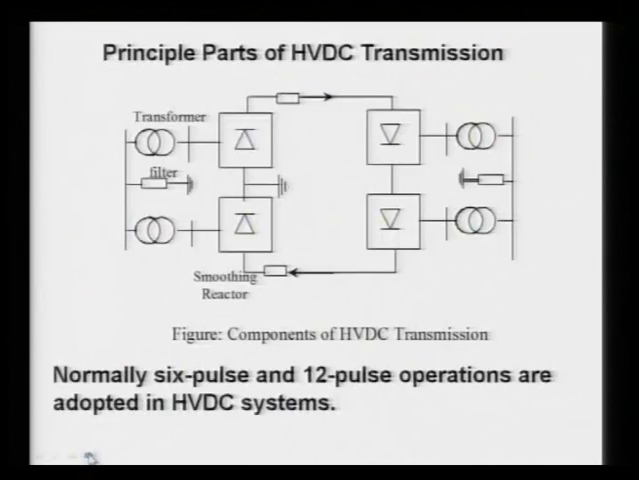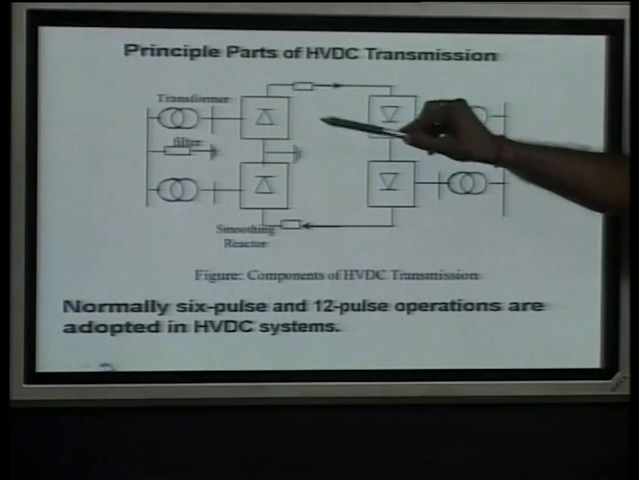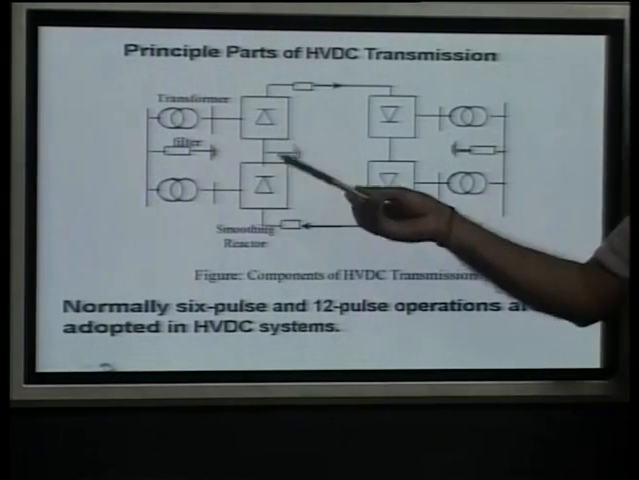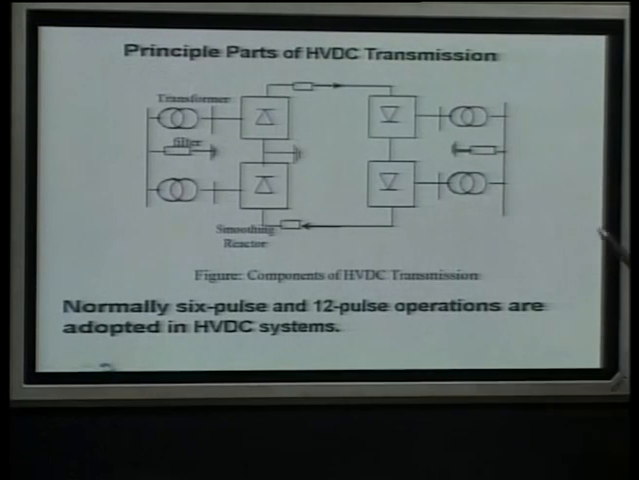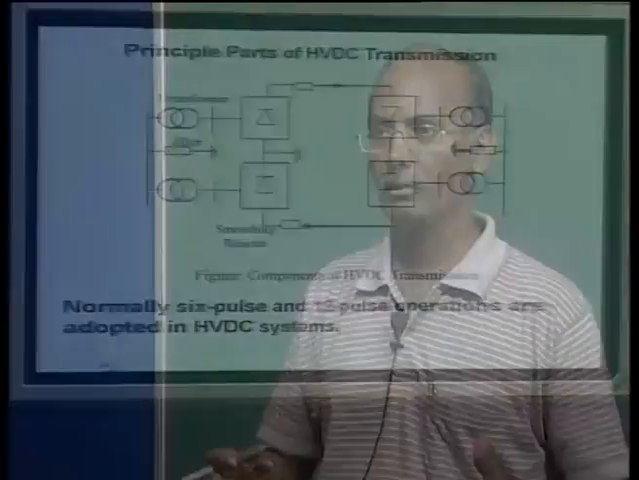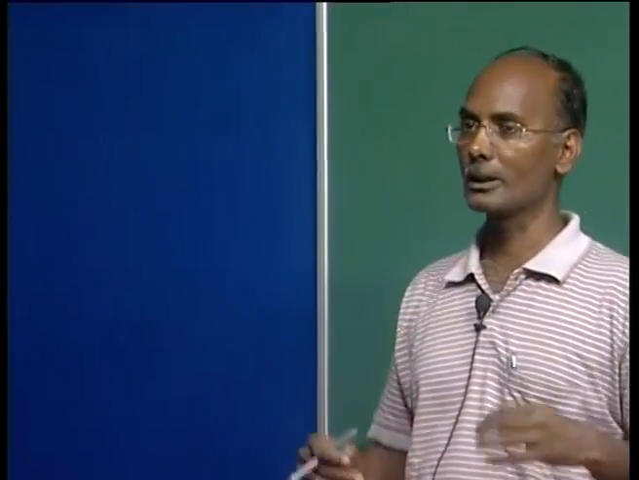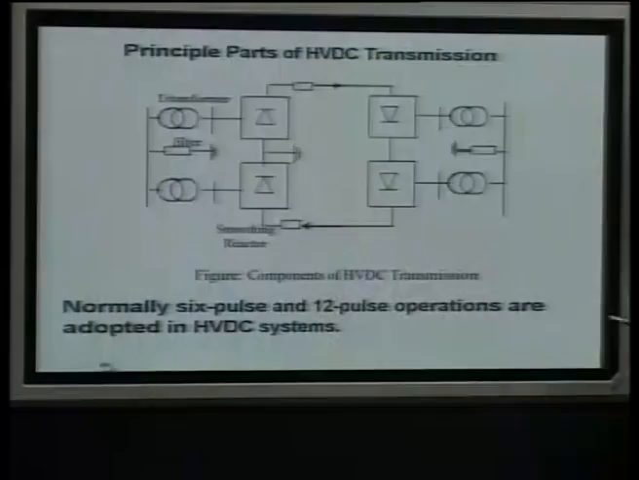Now, we have to go to the major or principal parts of an HVDC transmission system. If you see this figure, where the various components are shown, here we have the converter station. Normally it is called rectification if the power is flowing from this end to this end, and this is called the inverter. The very important part of the HVDC system is the converters, and we require at least two converters in a two terminal HVDC link.